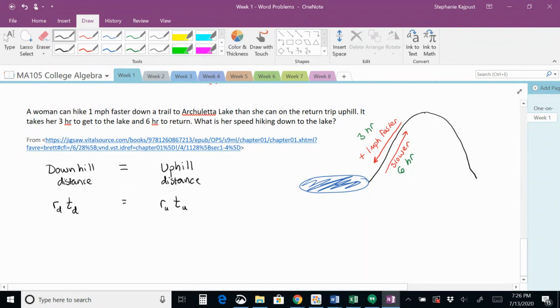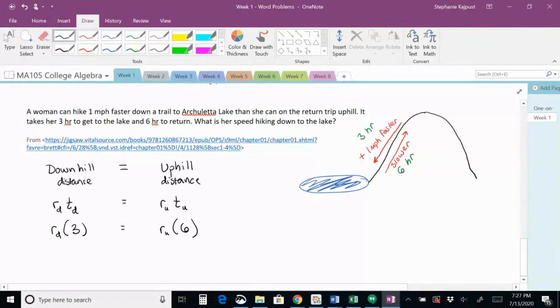So once I've set up my relationship, I start plugging in what we know. We know the time in both directions. We don't know our rate, but I know that going downhill took 3 hours. And I know that uphill, it took 6 hours. So I can at least plug those in. And then we have these other rates. We don't know the speed down, we don't know the speed up, but we know that downhill was 1 mile per hour faster than uphill.